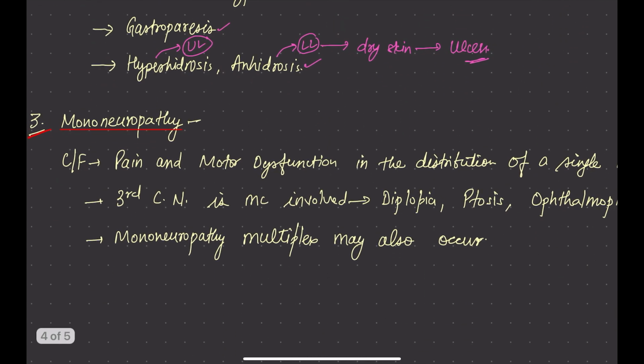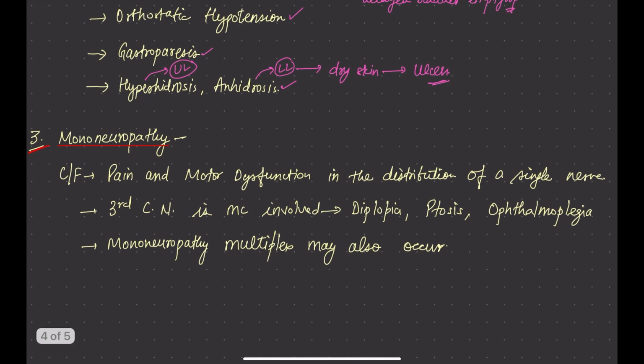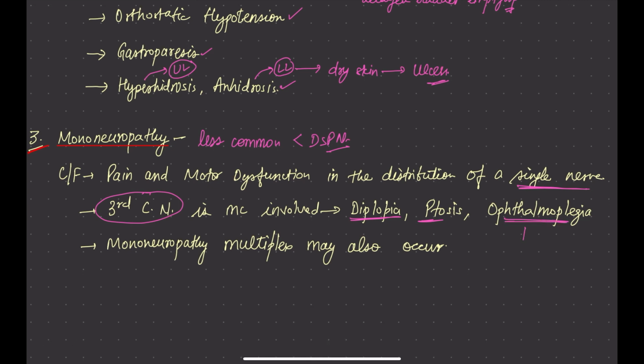Then comes mononeuropathy. What is mononeuropathy? Mononeuropathy means involvement of a single nerve. It is less common than DSPN. There is pain and motor dysfunction in the distribution of a single nerve. The most common nerve involved is the third cranial nerve. We will see diplopia, ptosis, and ophthalmoplegia, but surprisingly, pupillary constriction as a response to light is intact.